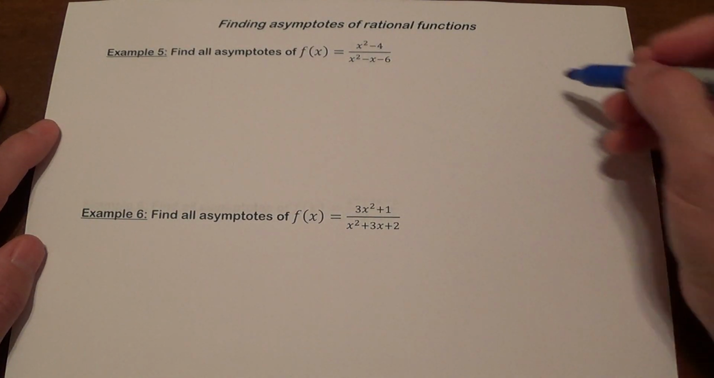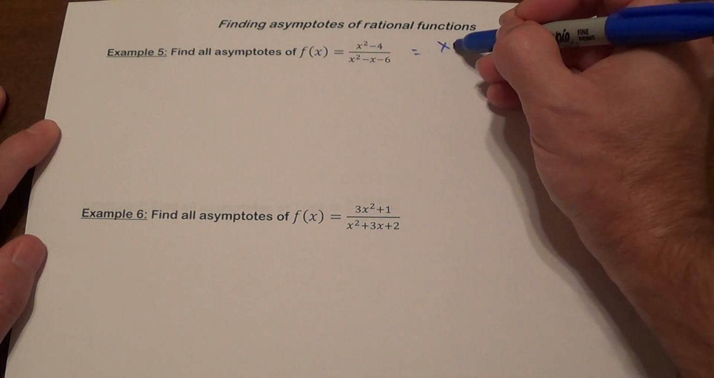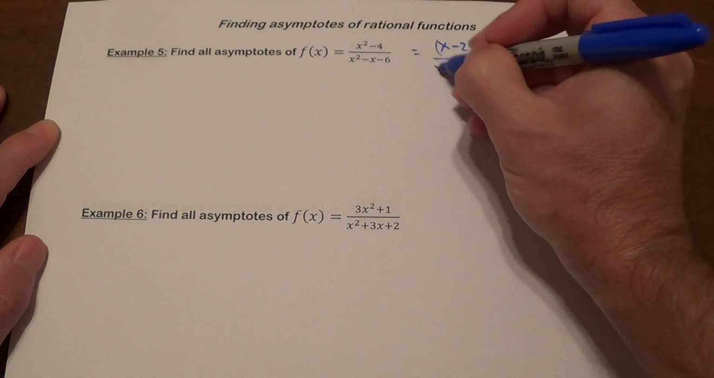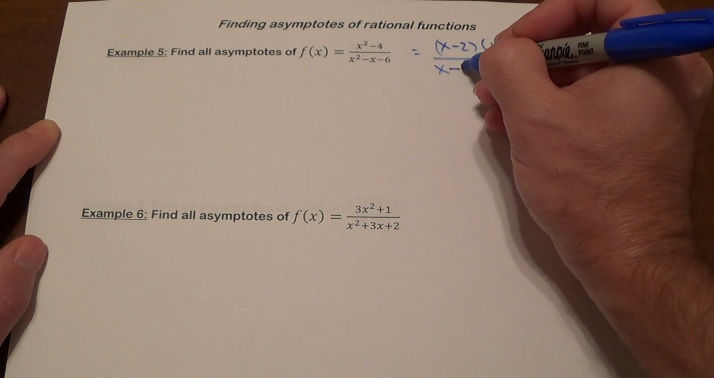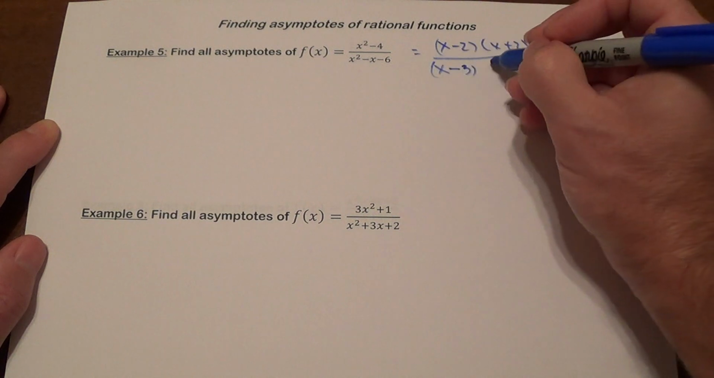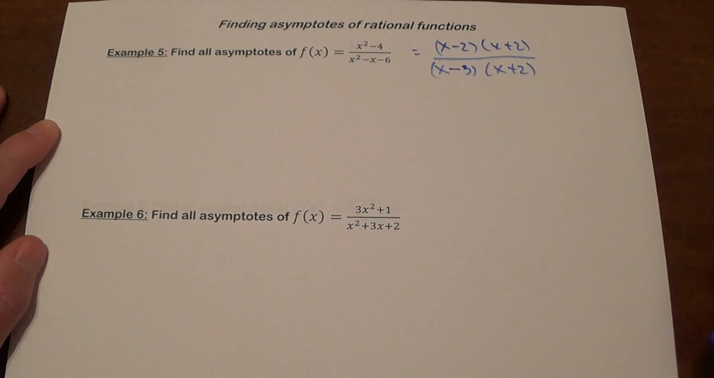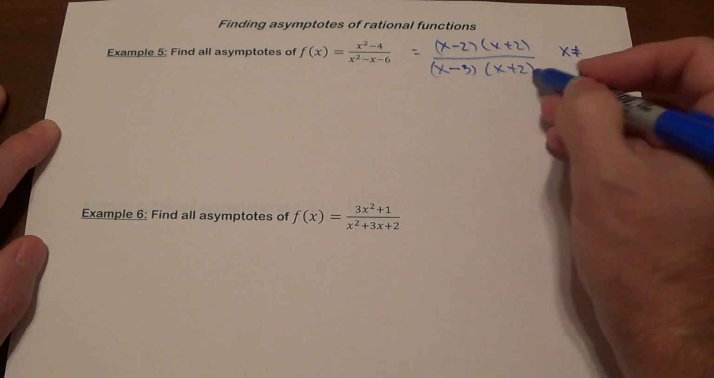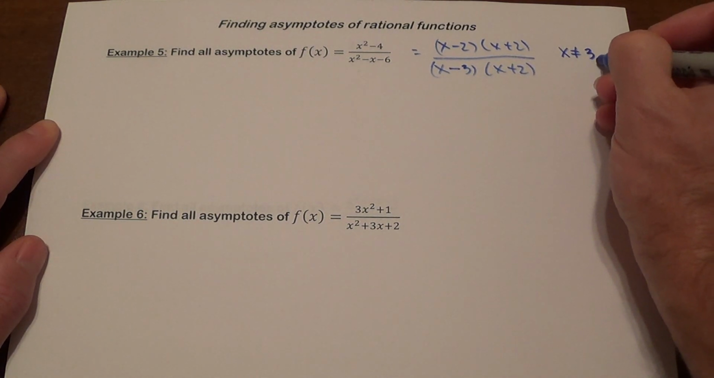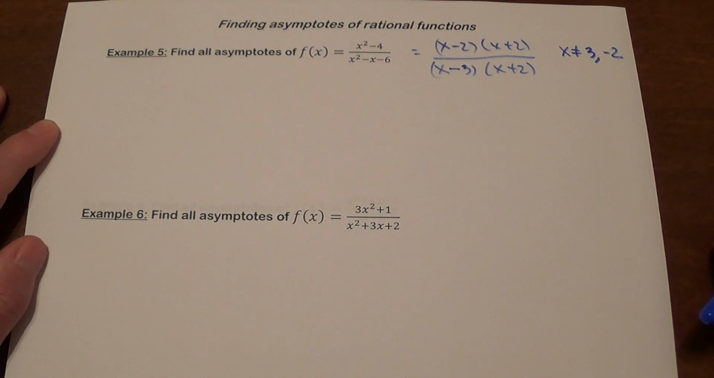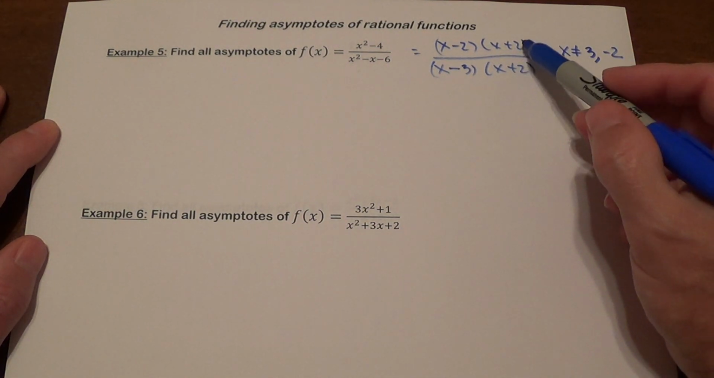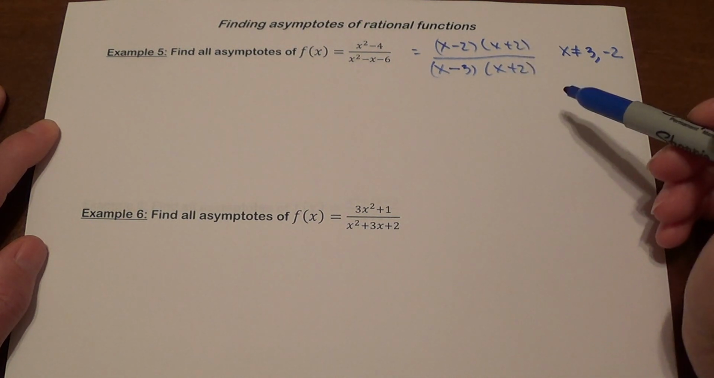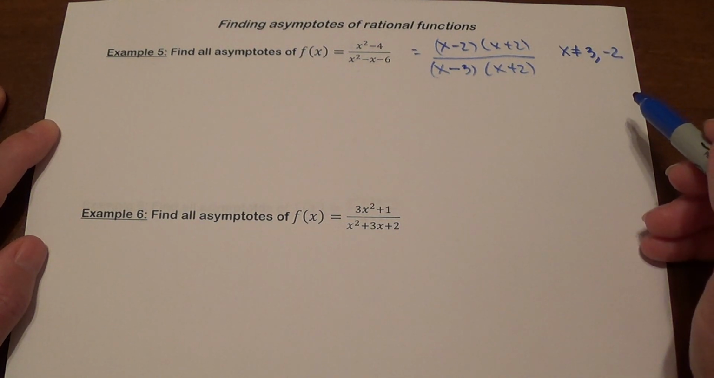This next function, we do need to factor, if possible. x minus 3 times x plus 2, right? So we have two values that x cannot equal that will make the denominator 0. That's 3 and negative 2. Are they both vertical asymptotes? Not negative 2. For negative 2 you're going to get 0 on top and 0 on the bottom because of these two factors. So that's not a vertical asymptote.